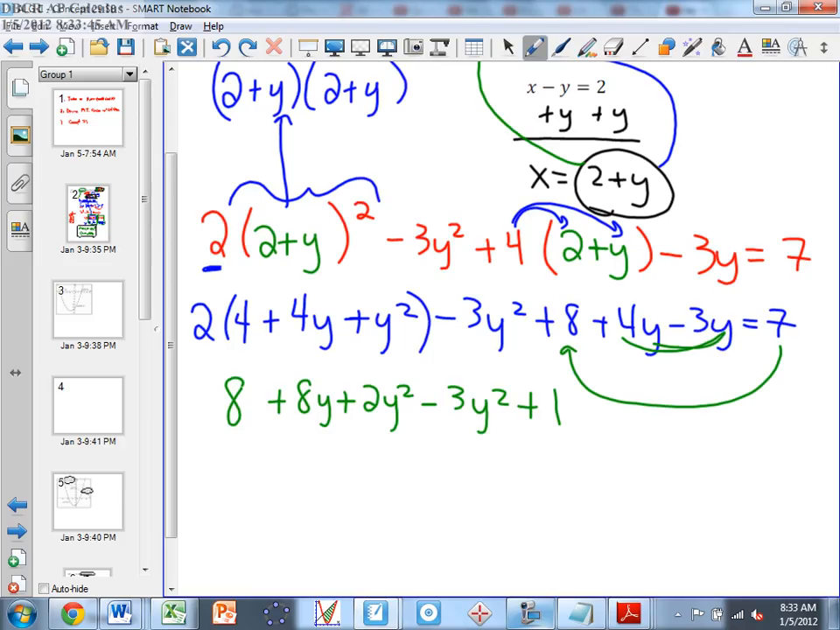So at this point, we have 4y minus 3y, which is just 1y. So again, you can collect terms, or combine like terms, thank you, Brendan, in the middle of the problem. It does not matter. You don't have to wait till the end. Now at this point, you can collect all of your like terms. So here we've got 2y squared minus 3y squared.